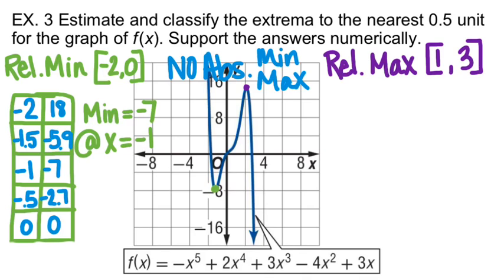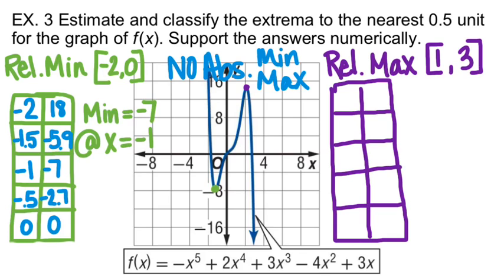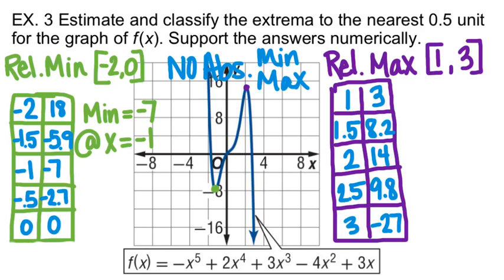Okay, we're going to do the same thing for the relative max. I'm going to pick numbers from 1 to 3 in increments of 1/2. You should be able to scroll down on your table and find these values: 3, 8.2, 14, 9.8, and negative 27. This time, I'm looking for a relative max, so I'm looking for the highest y value in this chart. The highest y value is 14.